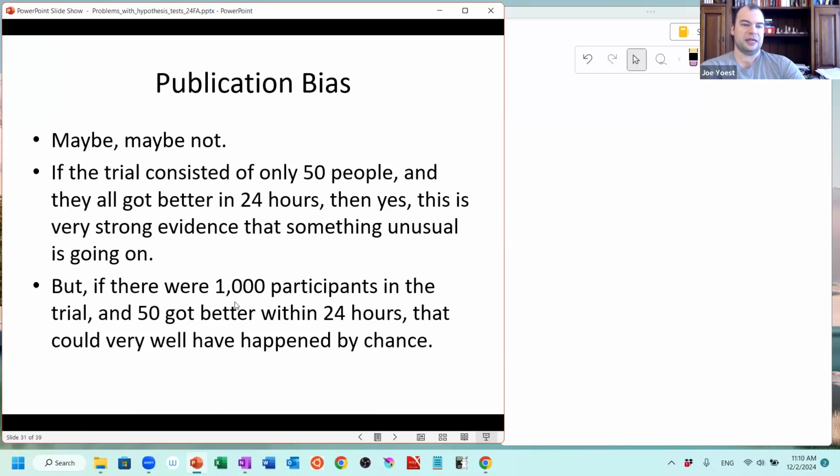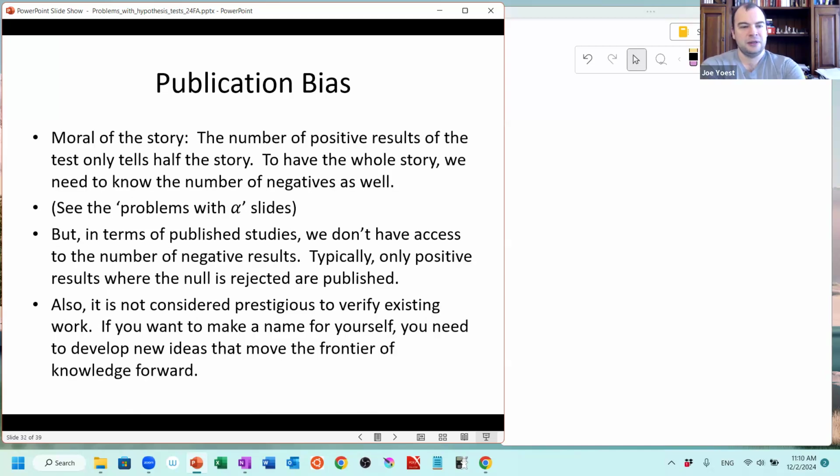On the other hand, if there were 1,000 participants and 50 got better within 24 hours, I don't know. Like that may have been just a chance event. Maybe the drug does nothing, and some of the people just bounce back a little quicker. So the number of positive results only tells half the story.